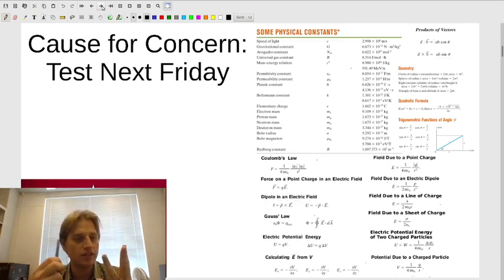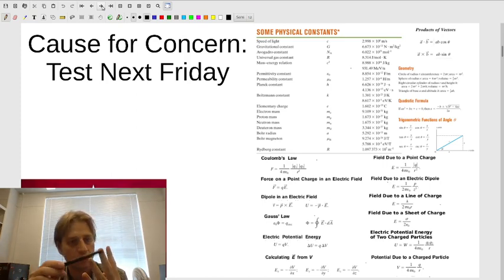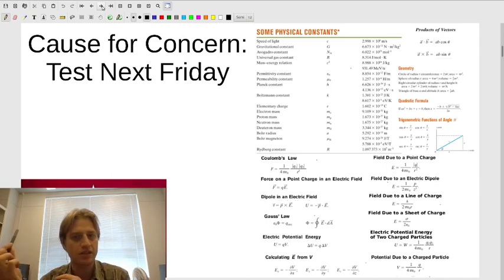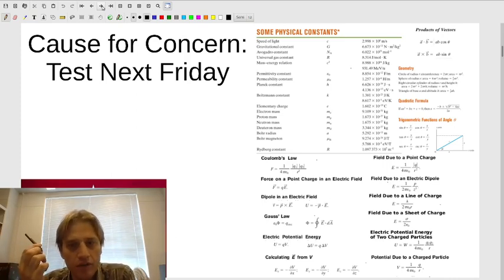Then today we're going to do Gauss's law, and soon we're going to do electric potentials. So electric forces, electric fields, electric potentials are basically the three topics of this upcoming test. And I know it's a little scary because we haven't covered some of the stuff that's going to be on the test in a week and a half. But unfortunately, that's the nature of the course.